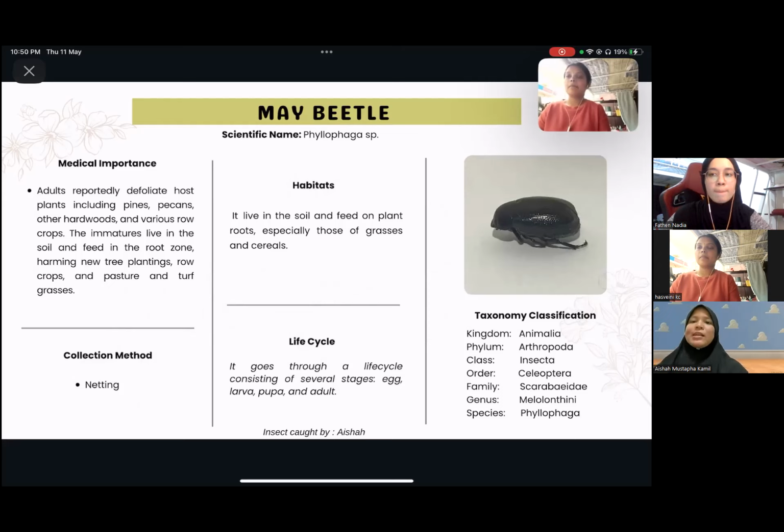The immatures live in the soil and feed in the root zone, harming new tree plantings, row crops, and pasture and turf grasses. The collection method is also netting, and the habitat is in the soil, where they feed on plant roots, especially those of grasses and cereals. The life cycle of the May beetle consists of several stages: egg, larva, pupa, and adult. And that's it for the insects.